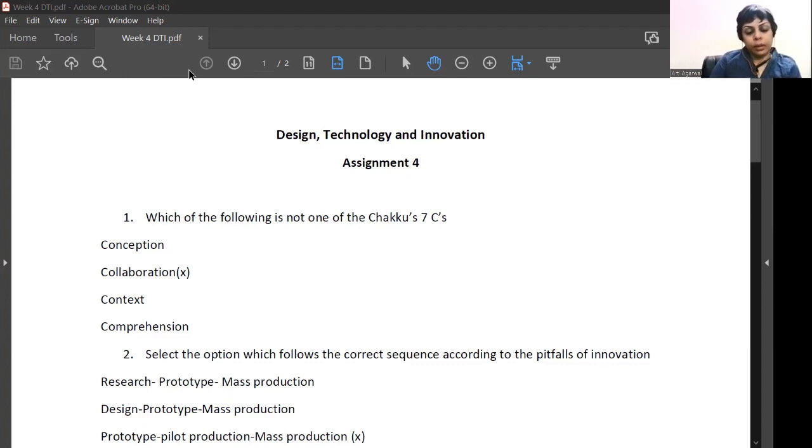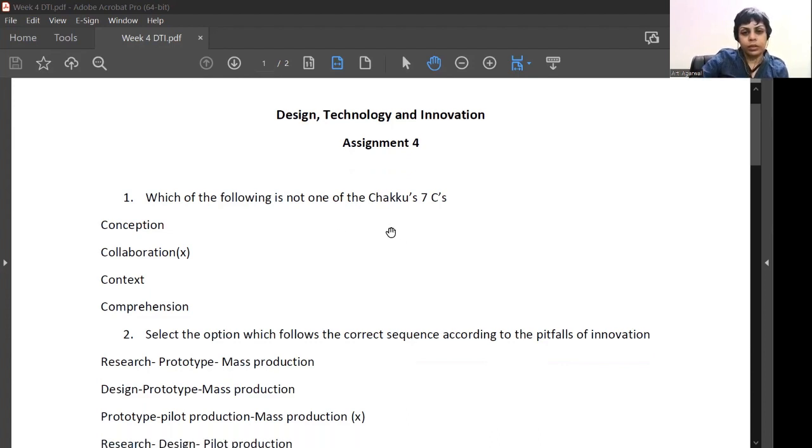Yes, collaboration is involved, it's a part of the whole design process, but it's not a separate step or a separate component in itself. That is why collaboration is the odd man out here. Context and comprehension, of course, are spoken on in great detail, so those are definitely going to be included in Chakku's seven C's.